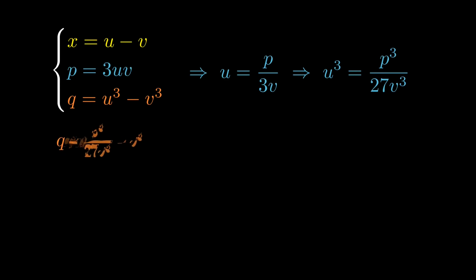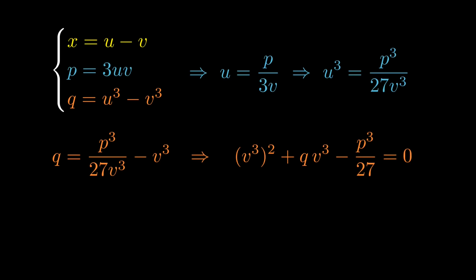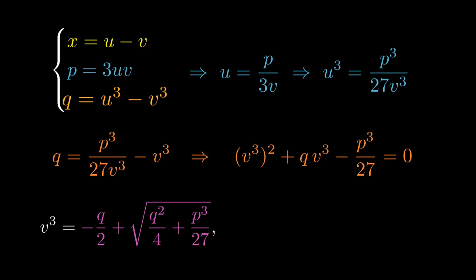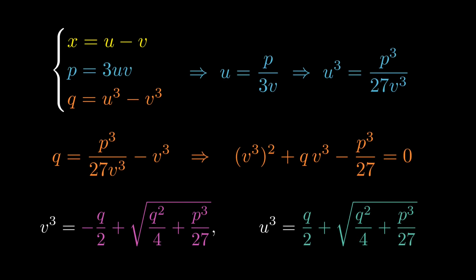Now we plug that into the third equation, and we get this expression, which in turn will give us a second-degree equation in v cubed. So we can see (v cubed) squared plus q v cubed, and we know how to solve this equation. It's a second-degree equation. And from the third equation, we get u cubed equals q plus v cubed, and we will find this expression.